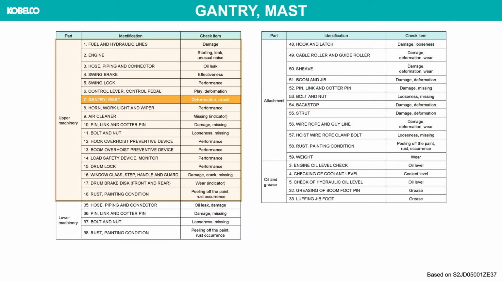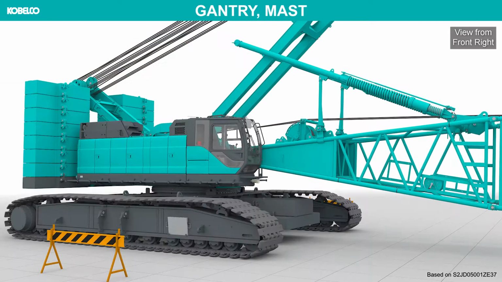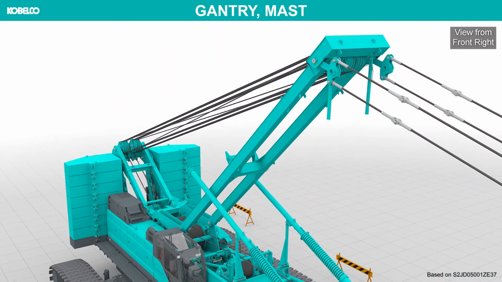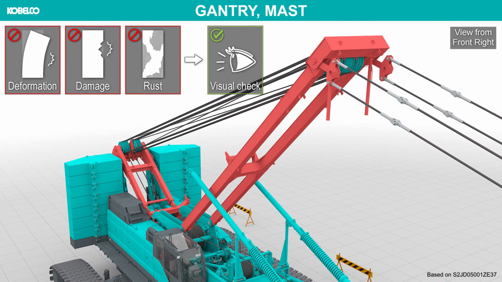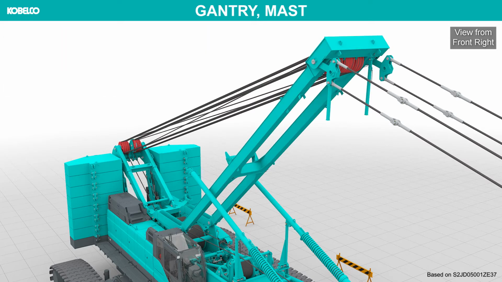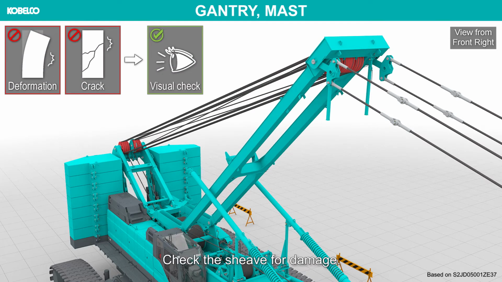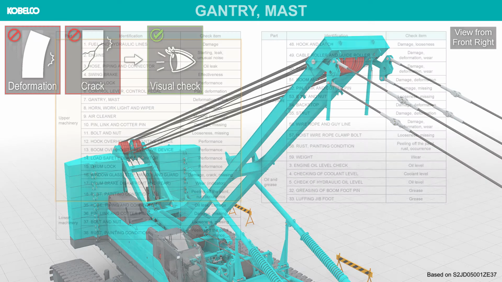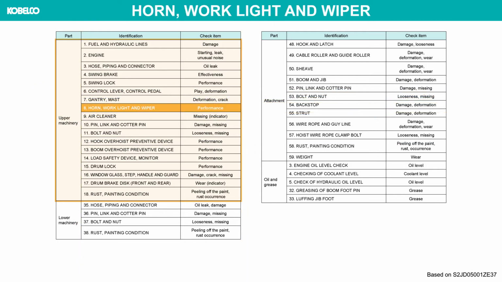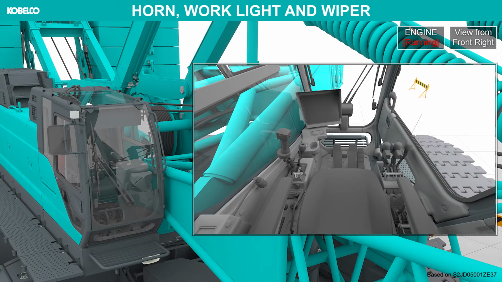Gantry and MAST. Check the gantry and MAST for damage. Check the sheave for damage. Horn, work light and wiper. Confirm that the horn, work light and wiper operate normally by operating the switches.